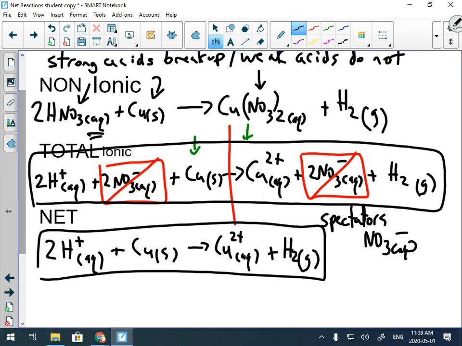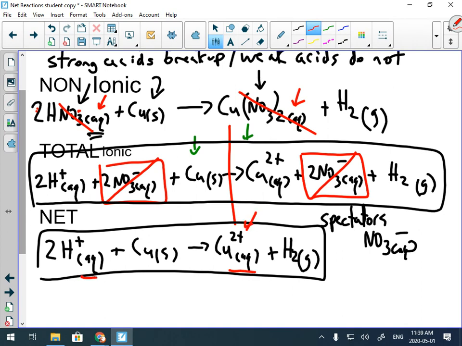Well, if you wanted to go right from the non to the net, if you have a good handle on what to cancel out, you could say, all right, this is aqueous. Okay. Oh, wait, this is aqueous. This is a strong acid. That 2 means there's 2 of these guys. So I'm just going to cross out the nitrate, and I'm going to cross out these nitrates. Now, it gets you into some dangerous territory because when you rewrite it, look, you have to make sure you have the state and the charge of copper.